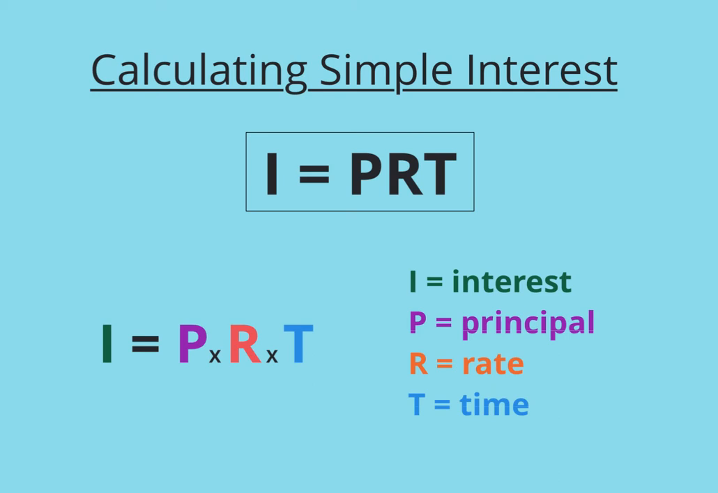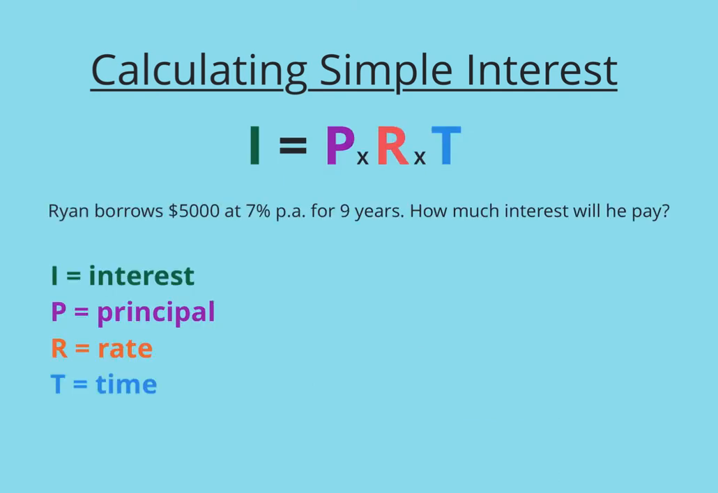So let's do a couple of examples. Ryan borrows $5,000 at 7% per annum, that means per year, for 9 years. So we need to calculate how much interest Ryan will be paying. So first up, let's figure out where our principal, our rate, and our time are in this question. Ryan's borrowing $5,000, so that is our principal, that's our P. Our 7% is our rate, and 9 years is our time. That's how long Ryan's going to be borrowing it for, so that's our T.